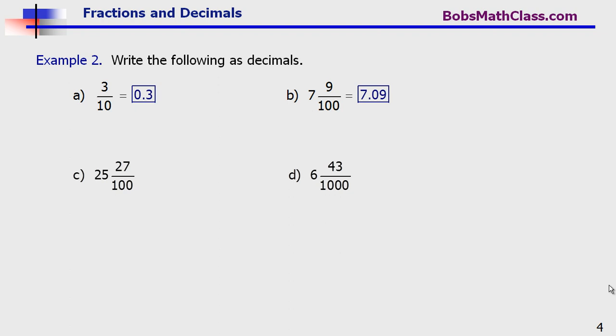Okay, 25 is going to go in front of the decimal point. 27 is going to go after the decimal point, and the 7 is going to go in the hundredths place. So 25.27.